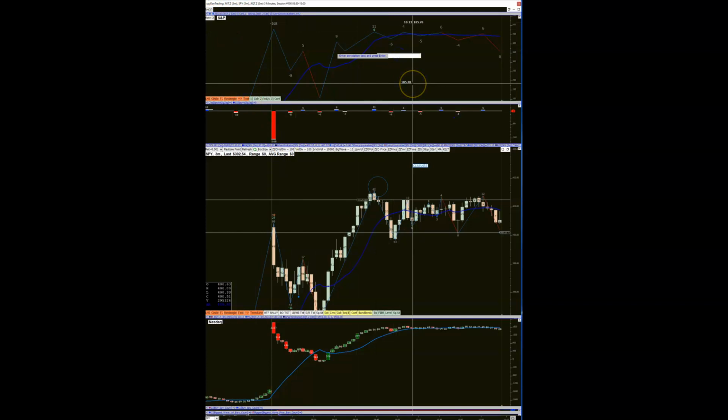You are comparing demand to demand. Demand to demand is the upwave to the upwave. In this case, it's the 9 to the 11. Then you're also comparing supply to supply. Then you're comparing the demand to the supply.